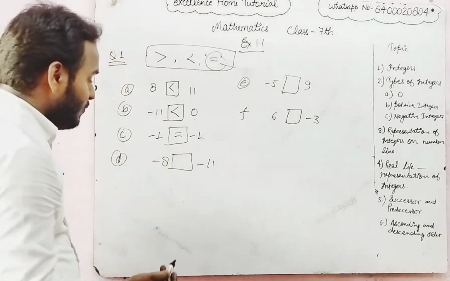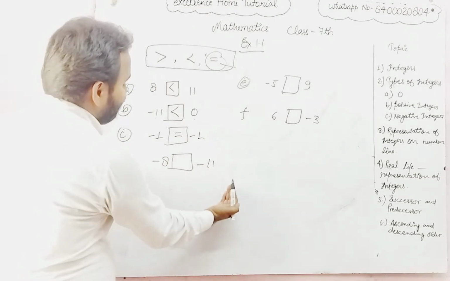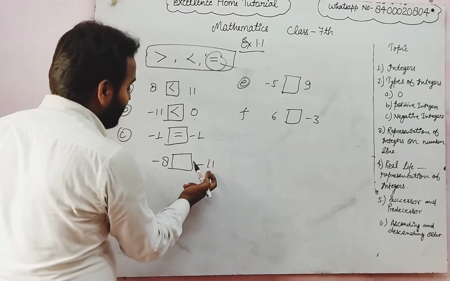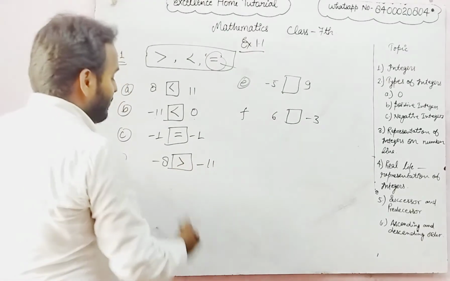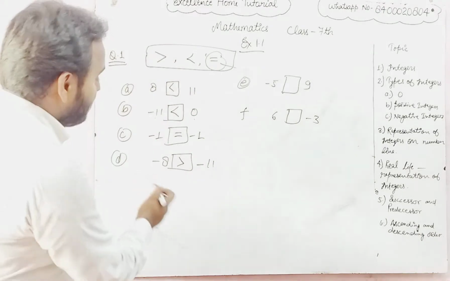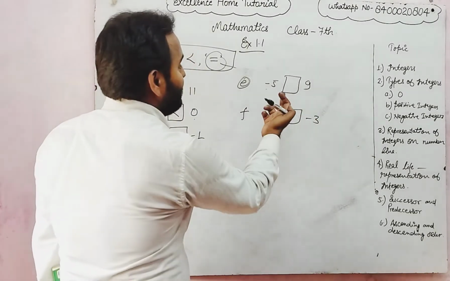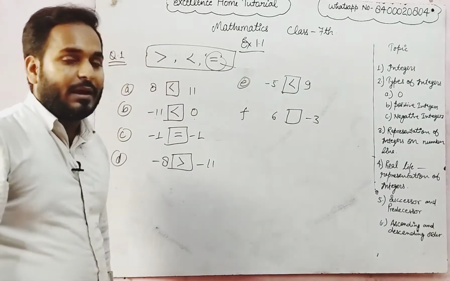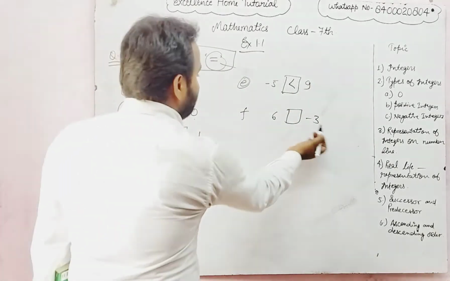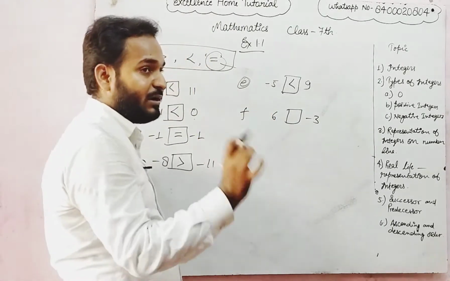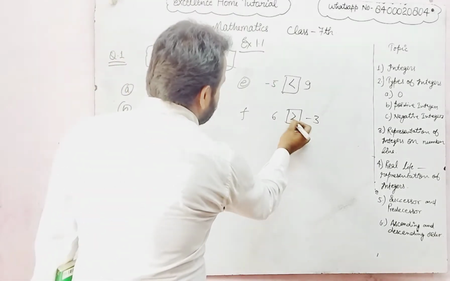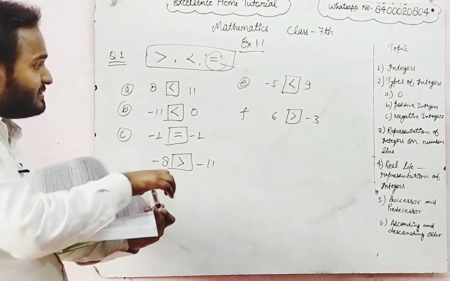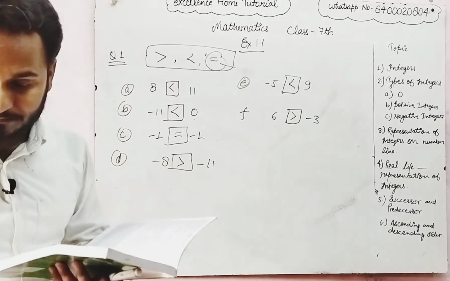In this question, when we go from right side to left side, their values are in decreasing order. So -11 is less than -8, so -8 is greater than -11. In -5 and 9, -5 is a negative number, which is also less than 9, a positive number. And in 6 and -3, a positive number is always greater than a negative number, that is, 6 is greater than -3. So this is the solution of the first question.